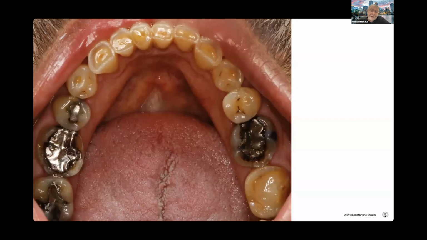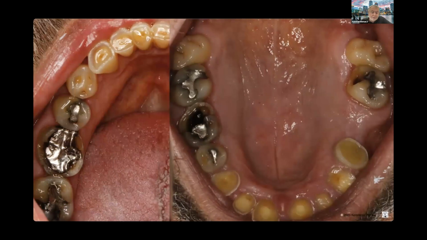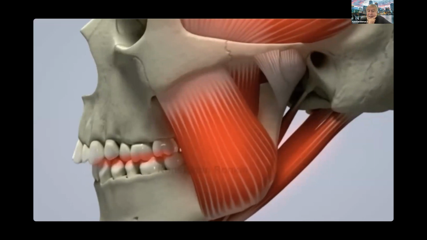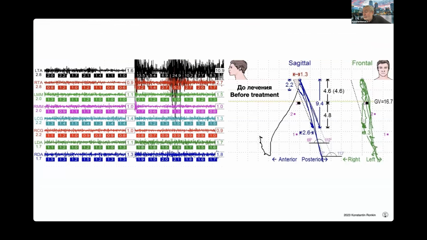And you can see what's happened with his dentition. This is most likely because of grinding. As a result of grinding, his Shimbachi index, which is a vertical index in the front, was 14.6 millimeters. And for him, it's supposed to be 16.7. The habitual trajectory and the habitual position of the lower jaw was shifted distally by 1.3 millimeters, which causes pronounced hypertonicity of the temporalis muscles.